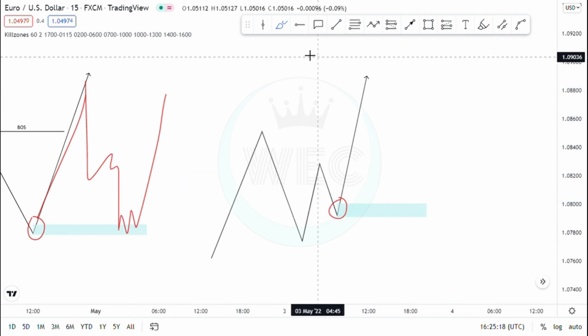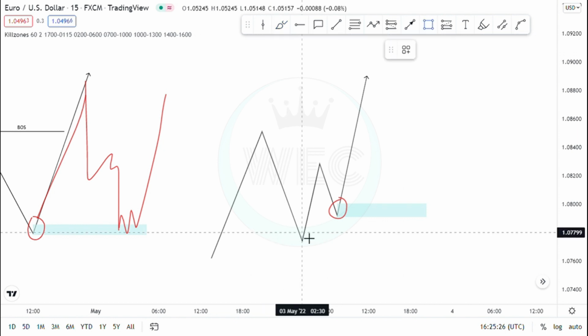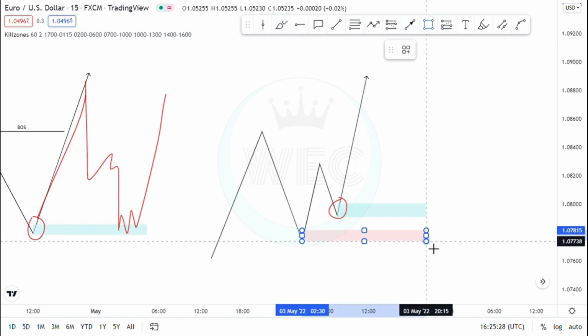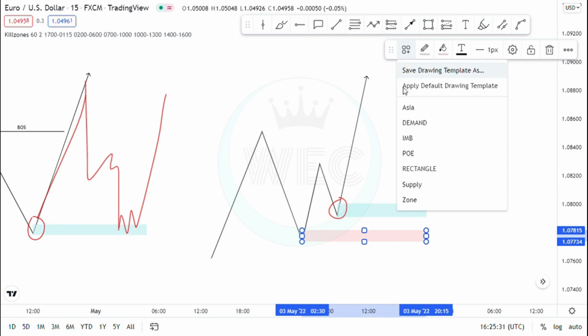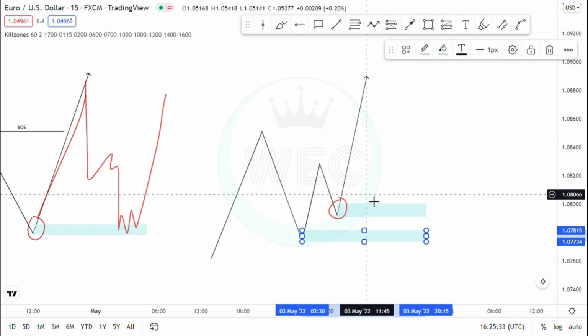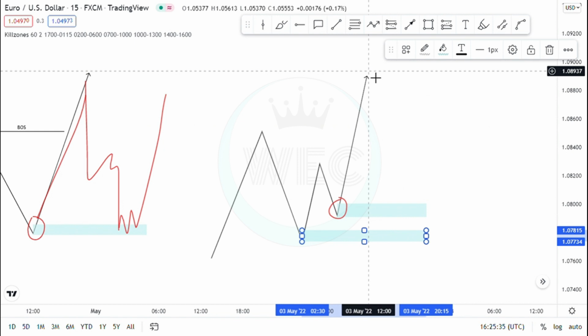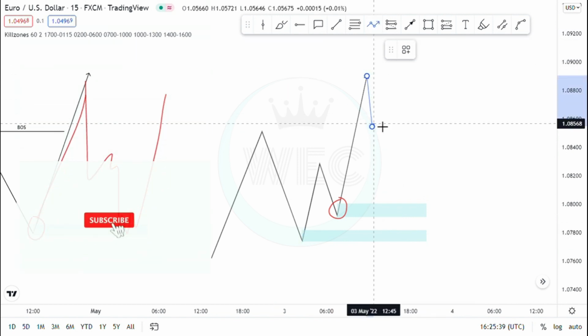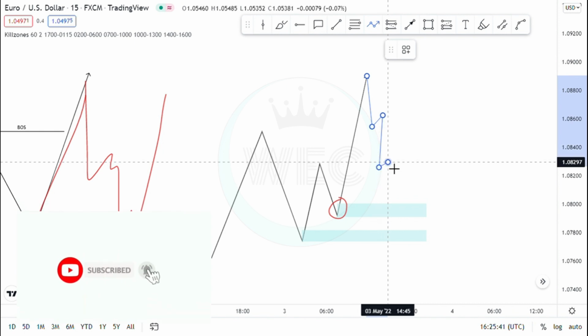Apart from that, having it at the back of our mind that we have two levels of demand to watch, the best thing to do in these scenarios is to wait for a confirmation when price comes in. So we're going to have something like this when price is coming in.